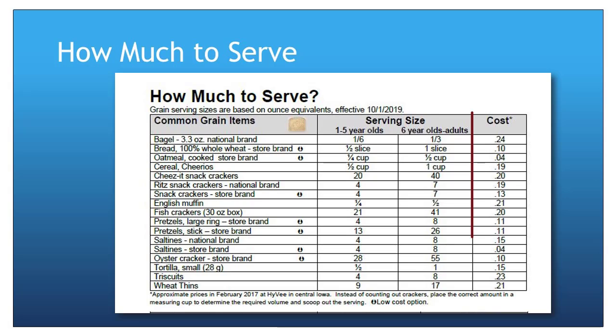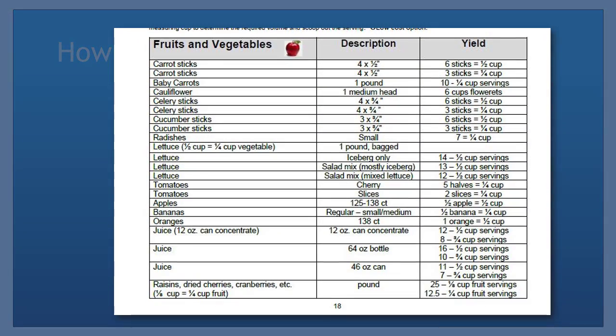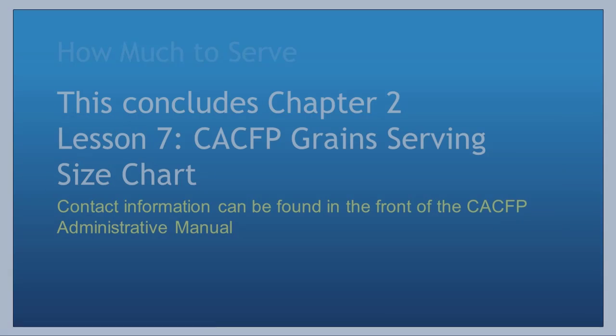The chart also lists the cost of a full serving as of the date listed in the manual. Use this information to help you manage food costs. The lower half of the page includes a quick reference on fruit and vegetable yields that may also be helpful for kitchen and classroom staff.